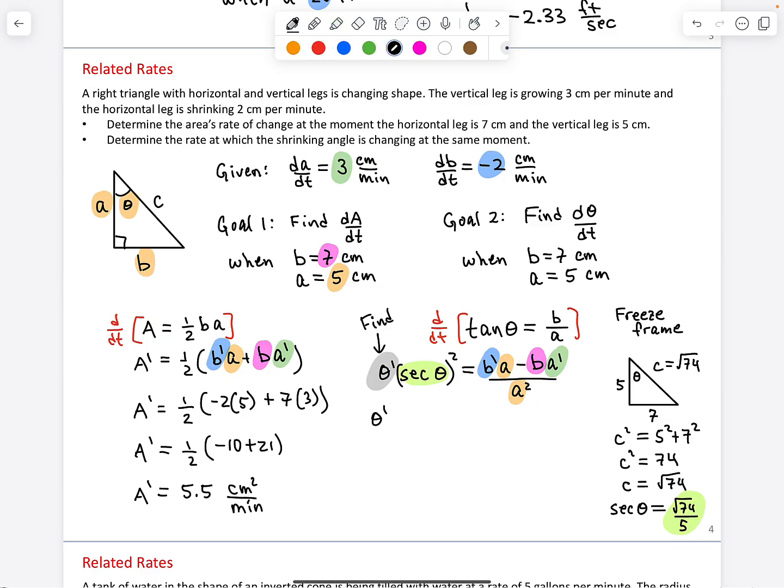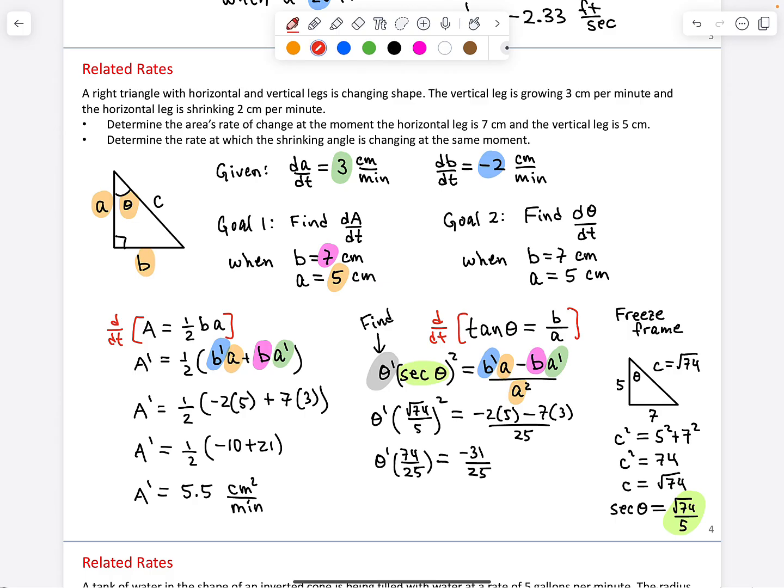So we get theta prime, which is what I'm looking for, times secant of theta, which is radical 74 over 5, that needs to be squared, is equal to b prime is -2, a is 5, b is 7, a prime is 3, over an a squared, a is 5. That'll be a 25 there. Well, squaring radical 74 over 5 will just be 74 25ths. This numerator will become -10 minus 21, which is -31, over 25.